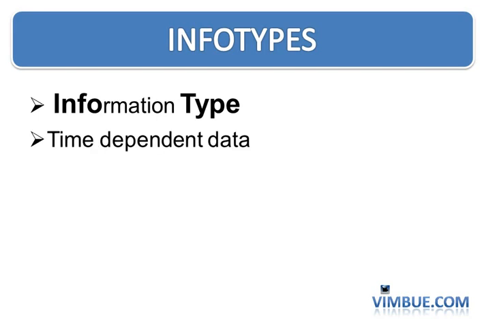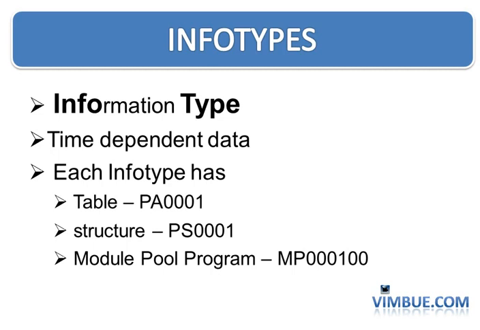But if it is just a table, then why do we call it an info type? Because it's not just a table. This table is going to save the data in terms of time dependency, means that the data may be valid for some specific time, which is again a different concept from the rest of the modules. And whenever you say info type, it will have a table, a structure, and a module pool program. So info type no doubt will have a table, but it is not just a table.